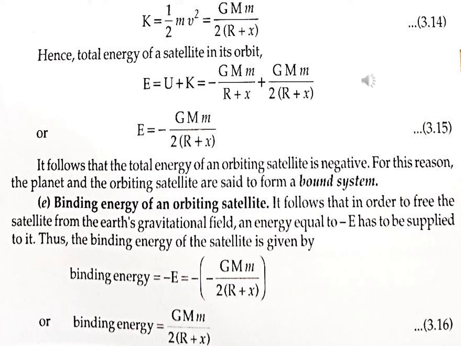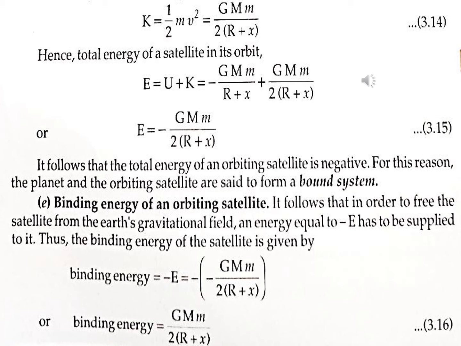So small m is divided out, and we can find the velocity: v is equal to the under root of GM upon r plus x. We find that the orbital velocity of the satellite is independent of the mass of the satellite, but depends upon the gravitational constant and the radius of the orbit.